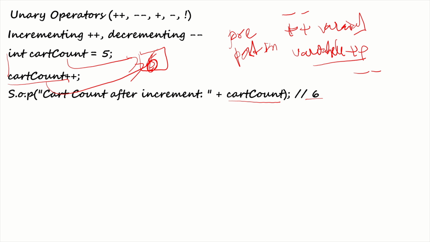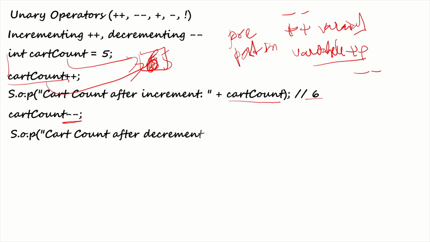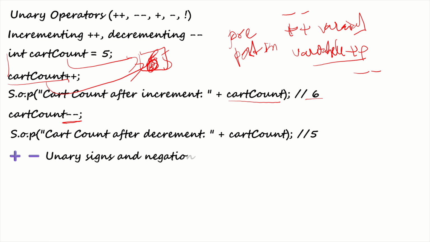After this example, if I do minus minus, in cart count I have 6, but I'm using minus minus, which is a decrement operator. This will decrease the value of the variable by 1. So 6 minus 1, 5 will be stored. If you access the cart count variable later, you get 5 here. And the other plus and minus are sign operators. We call them the unary sign and negation operators.